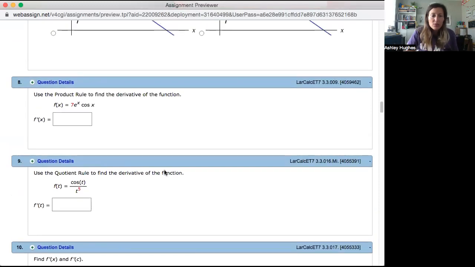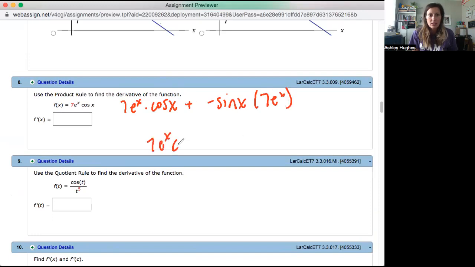Use the product rule. The product rule is the derivative of the first times the second plus the derivative of the second, which is negative sine, times the first. So 7e to the x cosine x minus 7e to the x sine x.